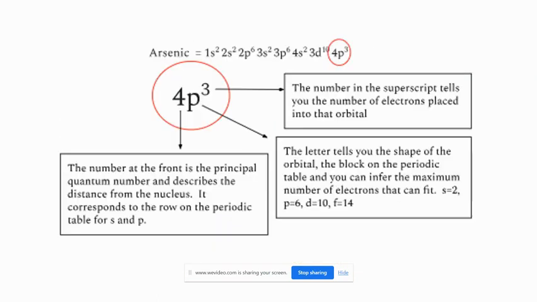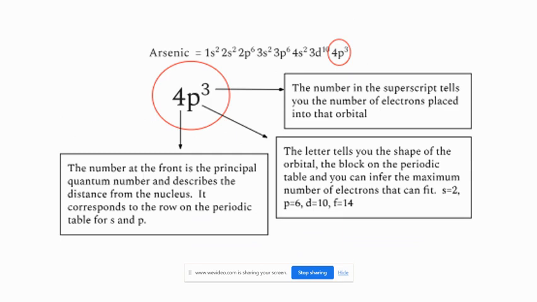So I did that one on the previous slide. All right, this is just showing you the number at the front is your N value. The P then is going to be what block you're in, and then the number at the top is going to tell you the number of electrons that are in that orbital.